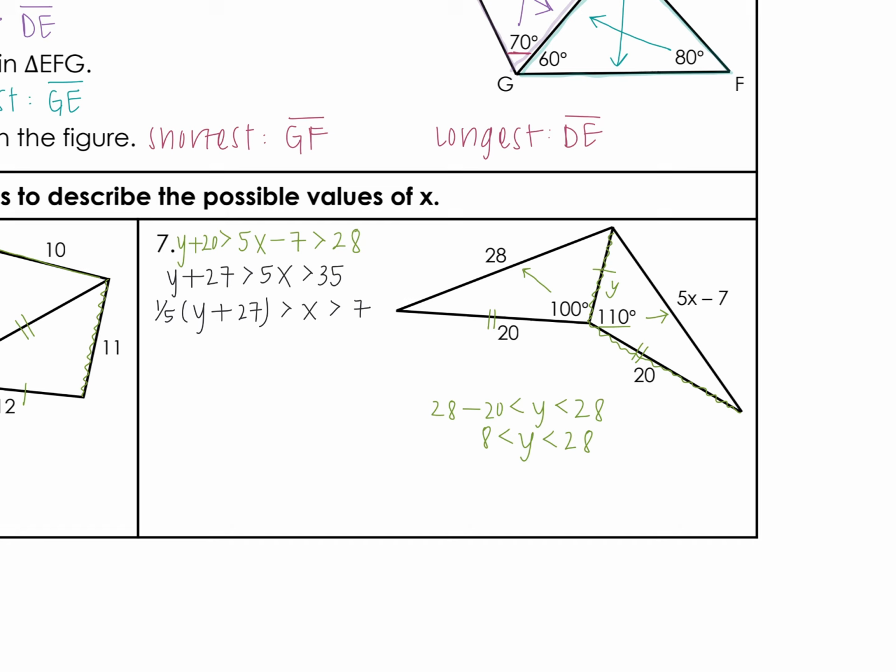Okay, so when we're writing this inequality, because we do have that other variable in here, we've got to mention that y, so where y is going to be greater than 8, but less than that 28. Okay, and so this right here would be my final answer for this problem.